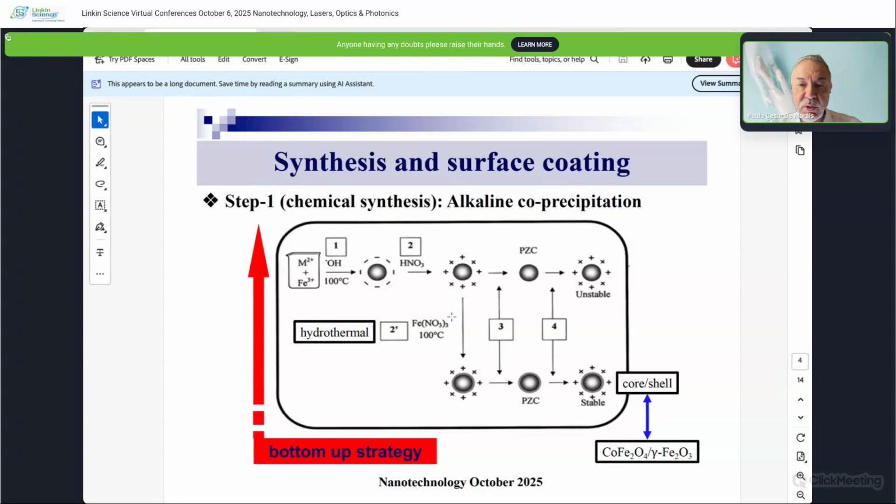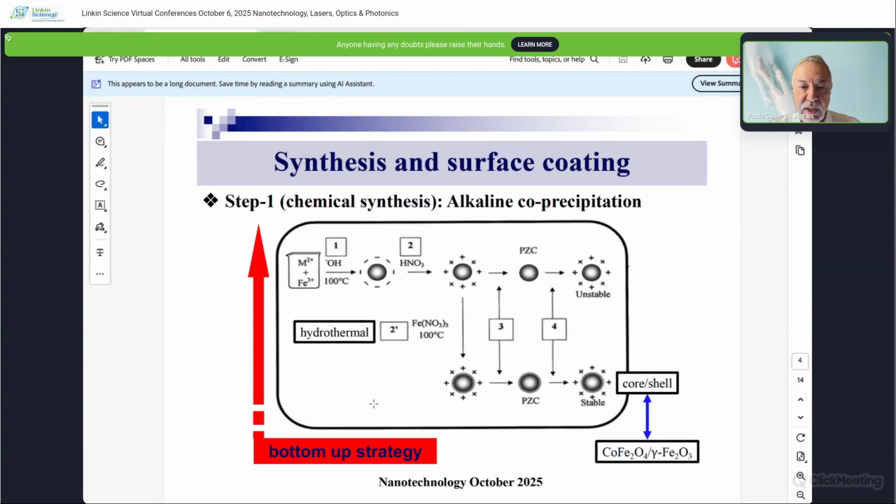And this hydrothermal treatment provides you with a system which is actually a core-shell. So the core is cobalt ferrite, and the shell is a thin layer of maghemite. And then you end up with the system. So this approach, which is called alkaline co-precipitation, is a standard bottom-up strategy to fabricate nanomaterials.